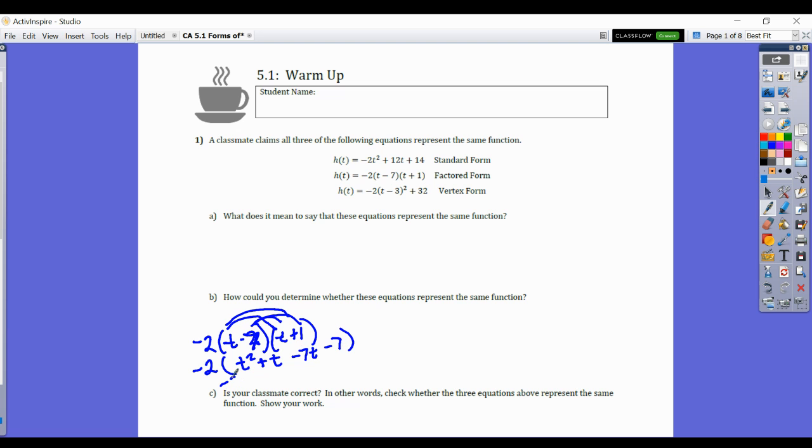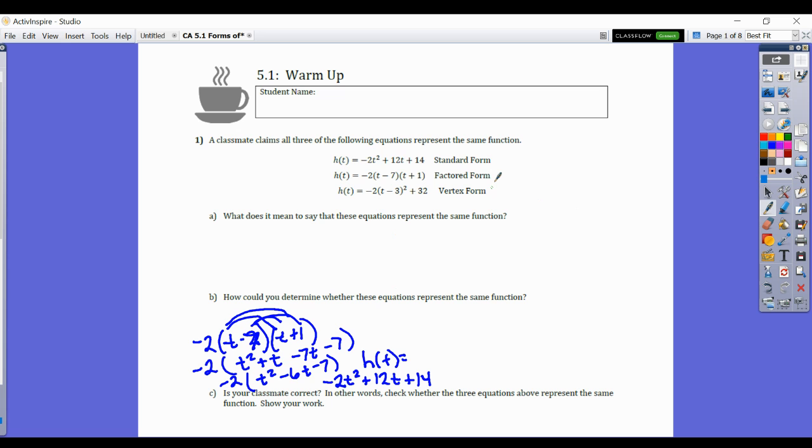So that simplifies to be t squared. We'll add these middle terms, -6t minus 7. And now I can multiply the -2 in there. So the factored form is -2t squared plus 12t plus 14. And we can see that that is equivalent so far to the first one. So we did match up with the first one.